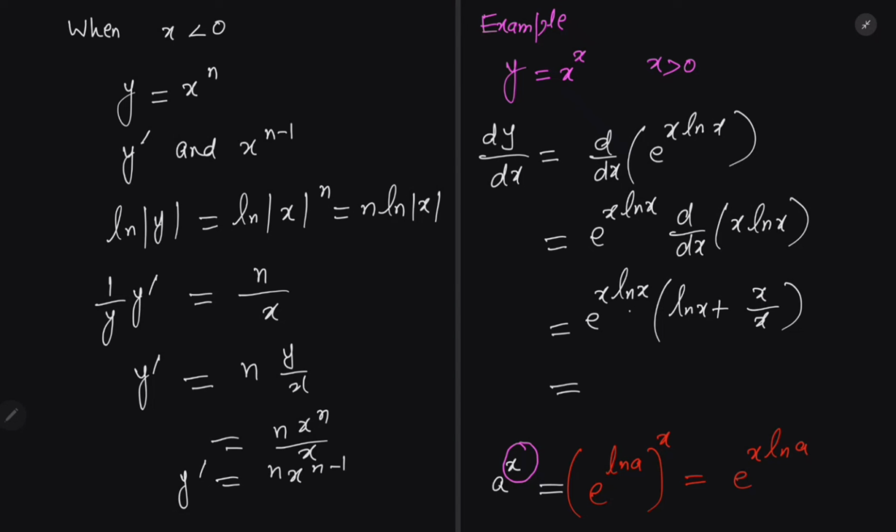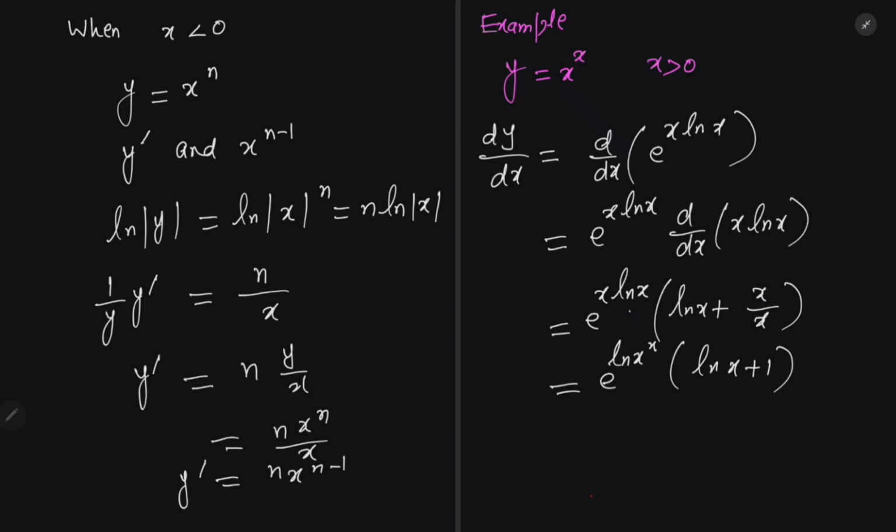So by solving this, e raised to power natural log of x raised to power x, times natural log of x plus 1. The first term becomes x raised to power x times natural log of x plus 1, and remember that x is greater than 0. So this will be the derivative when we have x raised to power x. That is a very different derivative over here.